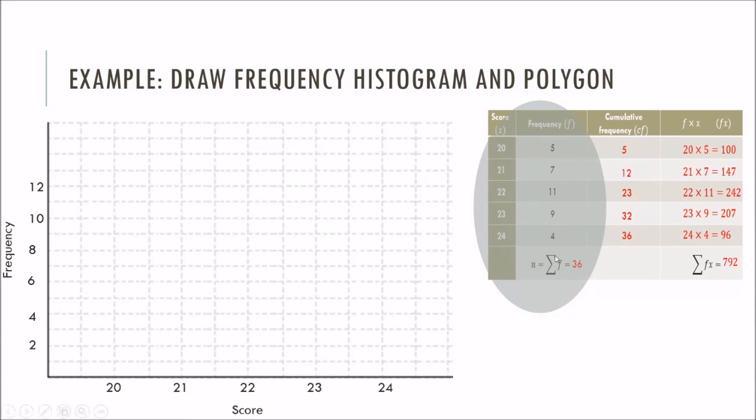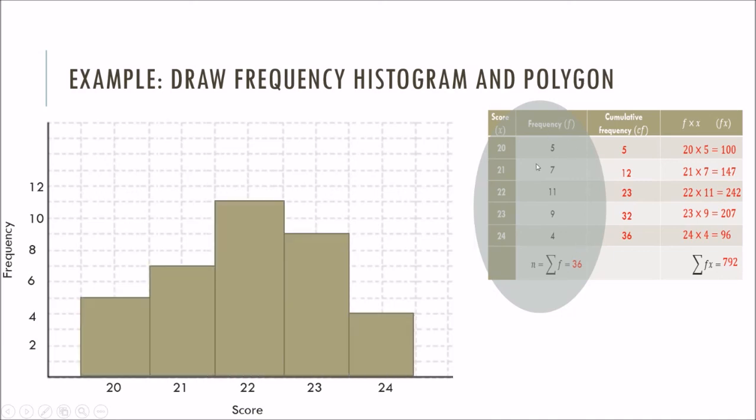Okay, now I enter in my columns. So my first column will be 5, then 7, 11, 9, and 4. Once I finish that, I then want to draw my polygon. So to draw my polygon, we're doing a frequency polygon. It's going to start in the bottom left-hand corner here, and it's going to join the center of each of our columns together. And there is our polygon.